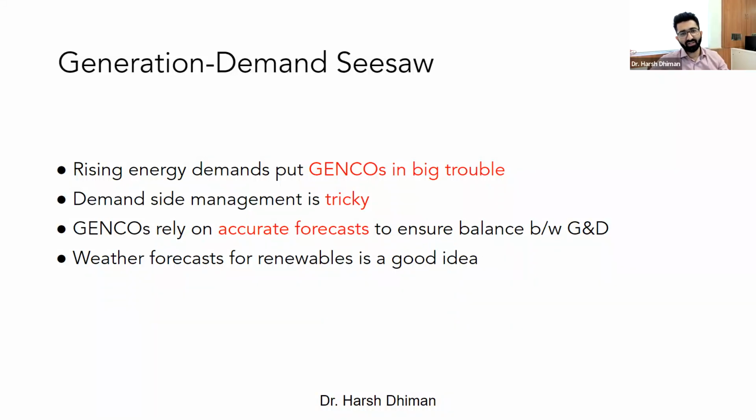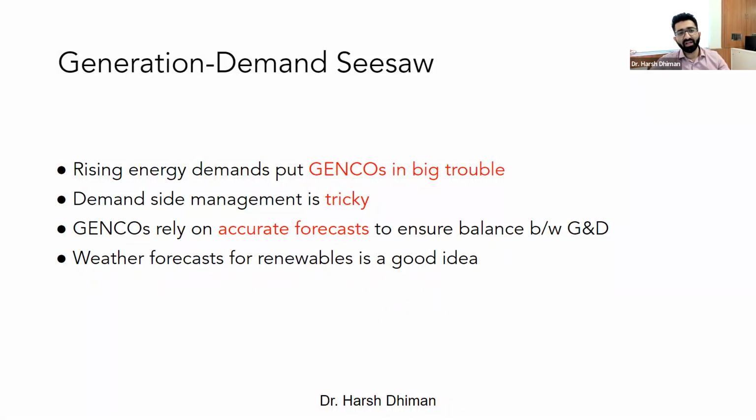That is quite tricky. So the entire burden of handling the generation demand seesaw is on the generation companies because they need to regulate their generation. And usually this is the scenario, especially in India, where the demand keeps on rising and suddenly it falls. So it's a big headache, especially for the generation company.